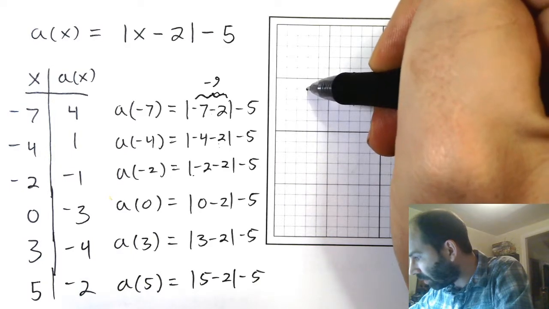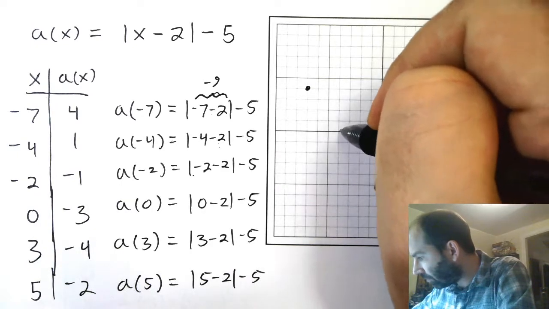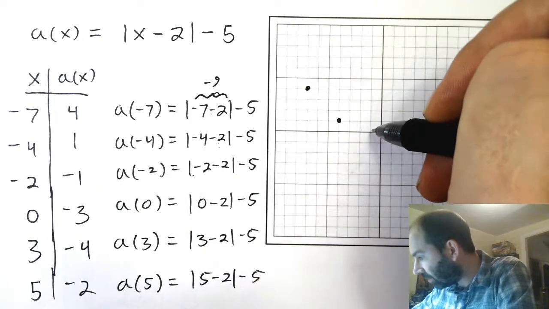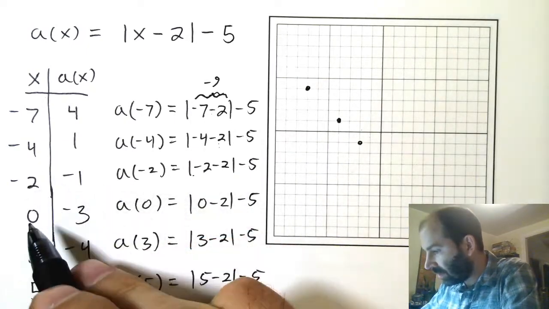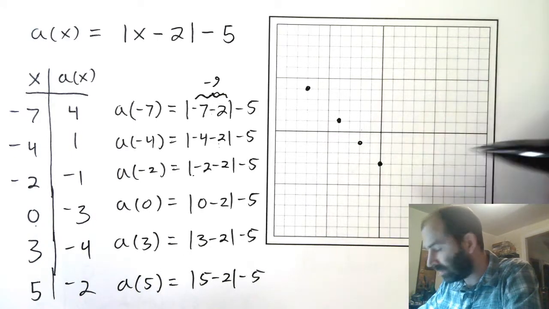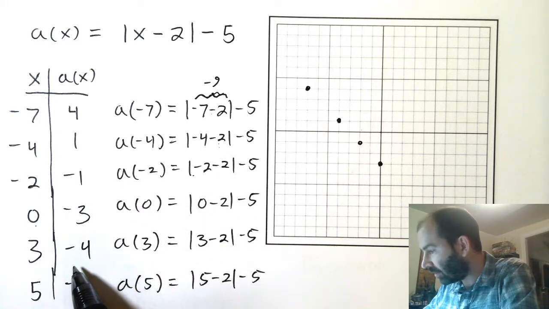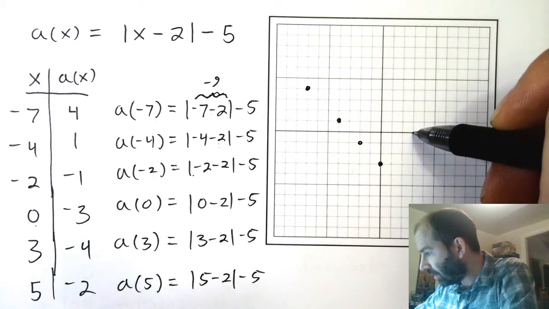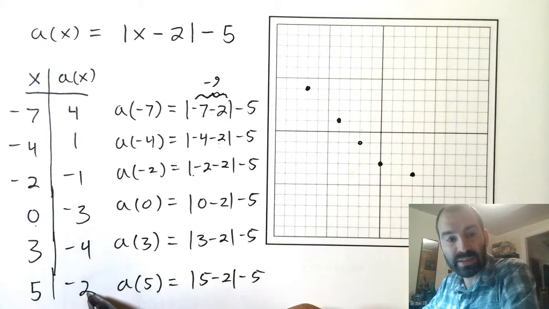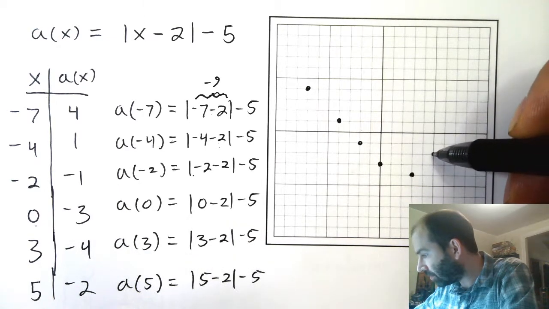-4 for x and 1 for y. -2 for x and -1 for y. 0 for x, -3 for y. 3 for x, -4 for y. Ooh, what's going on here? 5 for x, -2 for y.